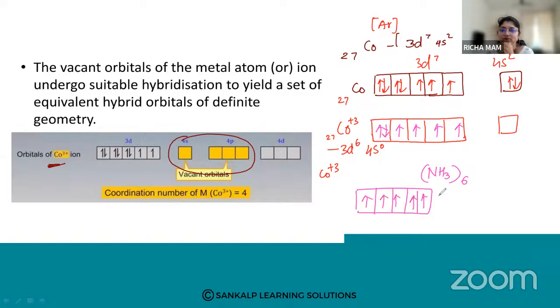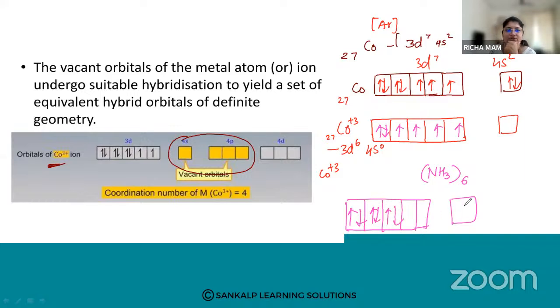So 1, 2, 3, 4, 5. What will it do? It is welcoming 6 ligands, 6 ammonia ligands. So what will it do now? Suppose 1, 2, 3, 4, 5, and 6. So it will form like this, 6 ligands.